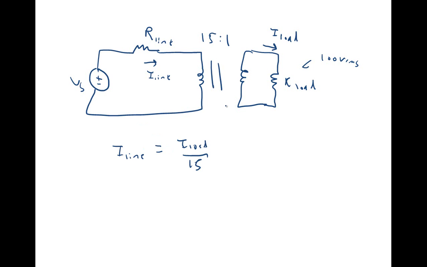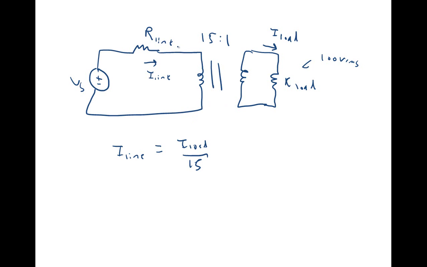Now the power loss in the line is going to be the same as what we found before, but because the line current is different, that means my line resistance can be different. And once again, once I get the line resistance, then I can determine what the length of the line needs to be.